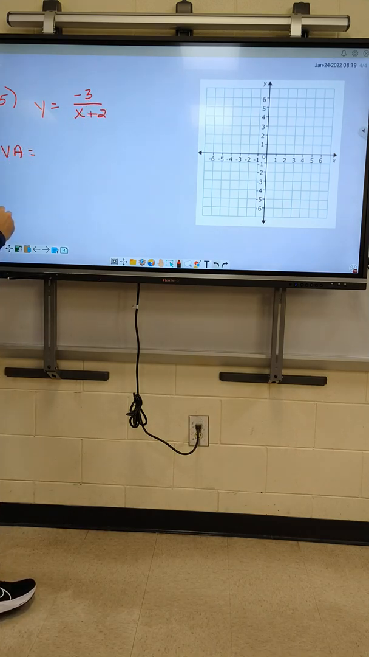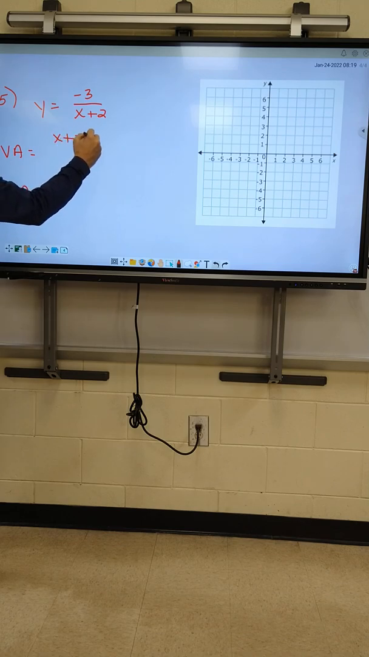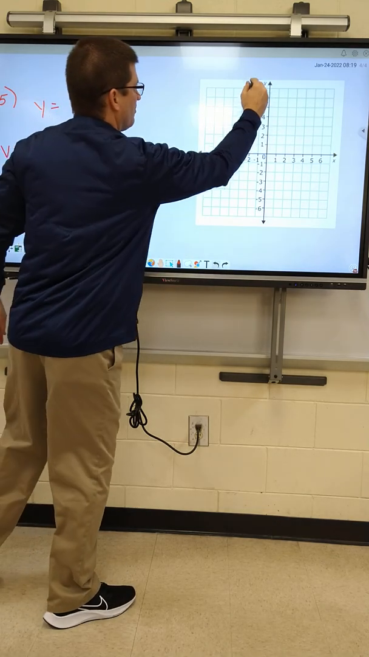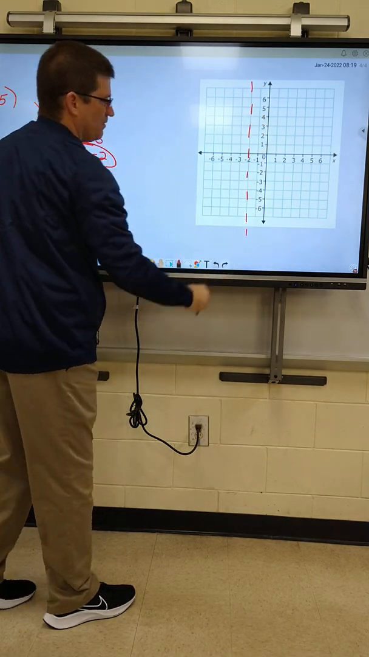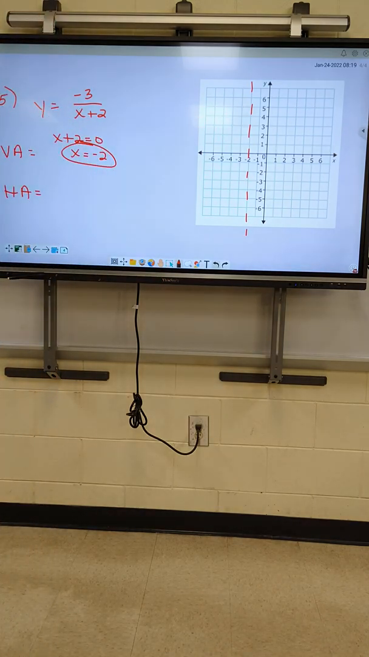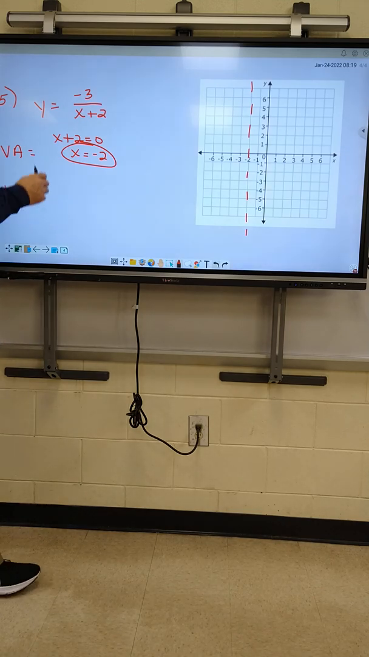All right, 5 and 6 both have written down that we got to find a VA and an HA. So hopefully we remember how to do this. How do you find a VA? That's the easy part. Take the bottom, set it equal to 0. Guys, if you got x plus 2 equals 0, that means you got a dotted line at negative 2. Everybody needs to put a dotted line at negative 2 with a color. Makes it easier for me to grade if y'all draw your dotted lines with color. All right, so that's the easy part.